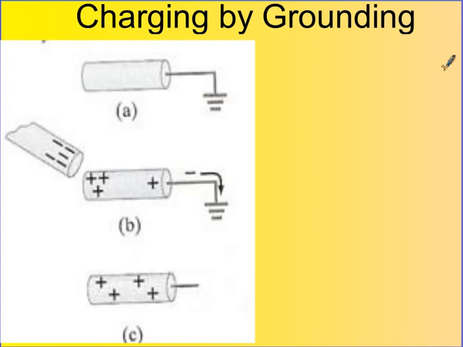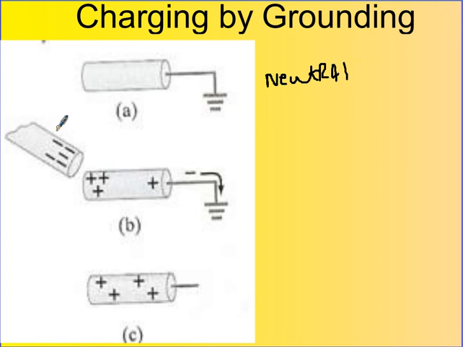Now we can do charging by grounding. Suppose I have a conductor, a wire here. This is some sort of conductor, and it's connected to the ground. By definition, it's going to be neutral.